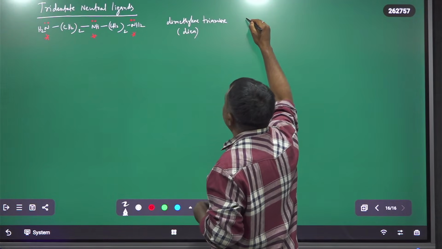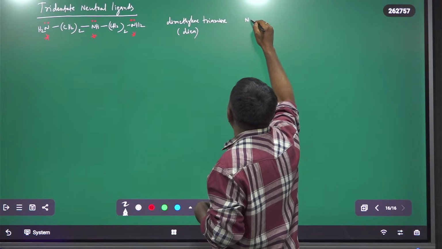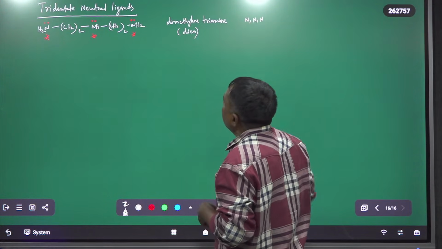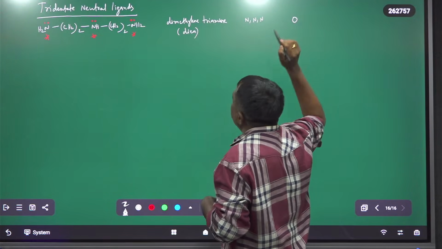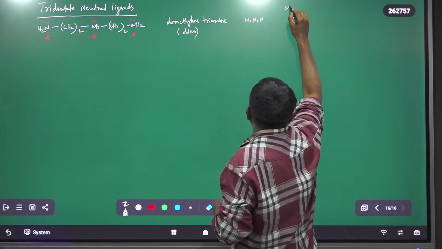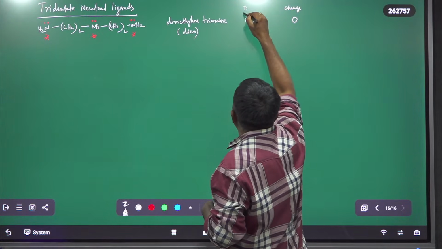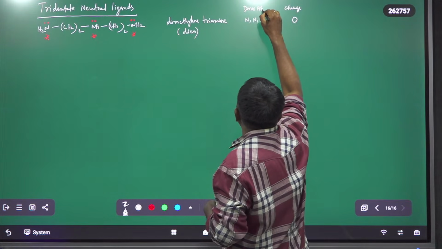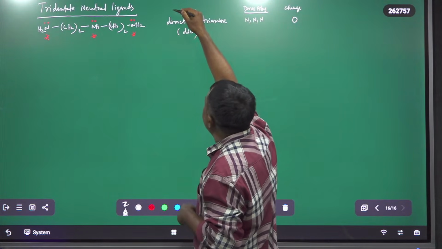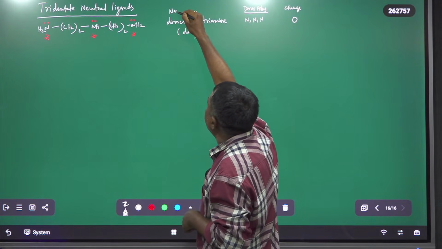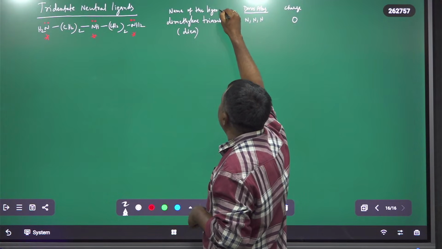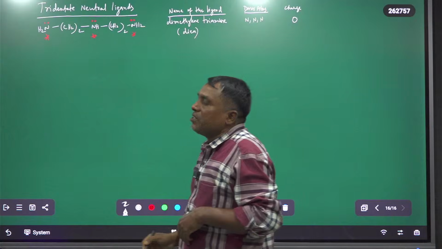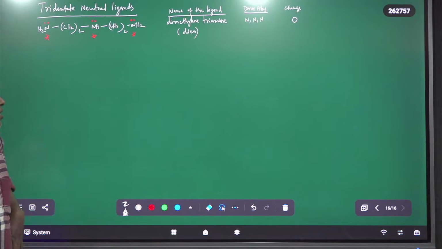How many donor atoms are there now? 3 donor atoms, N, N, N. So there are 3 donors: this is one, this is one, this is one. The charge is neutral. These are the donor atoms, and the 3 donor atoms are nitrogens. This is the name of the ligand: diene. So this is a tridentate neutral ligand.